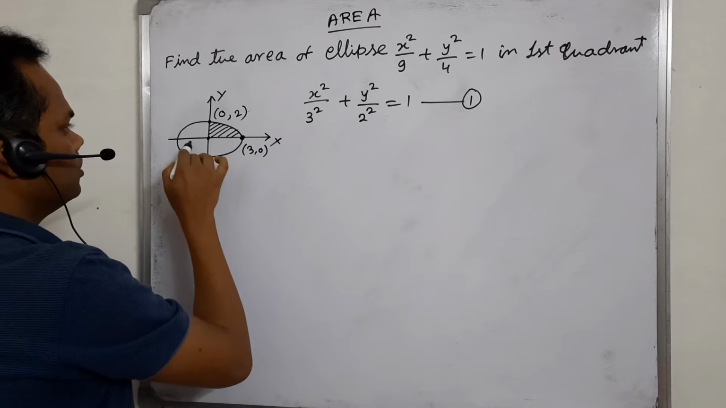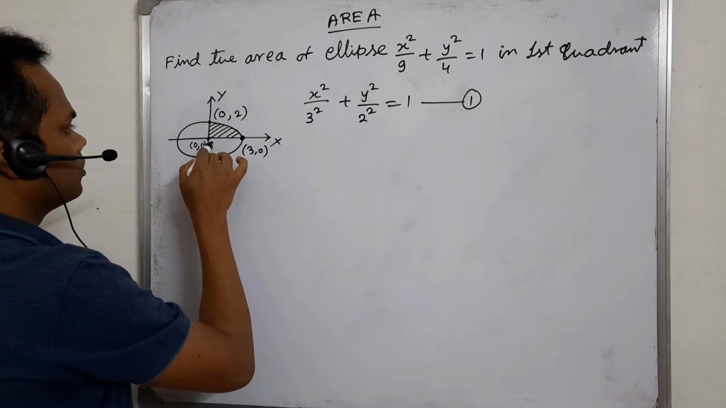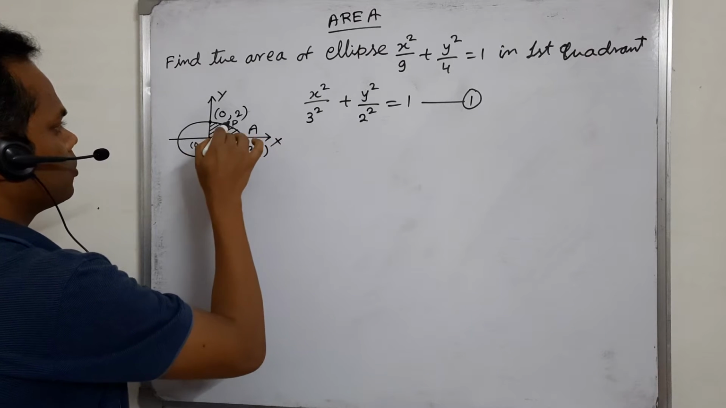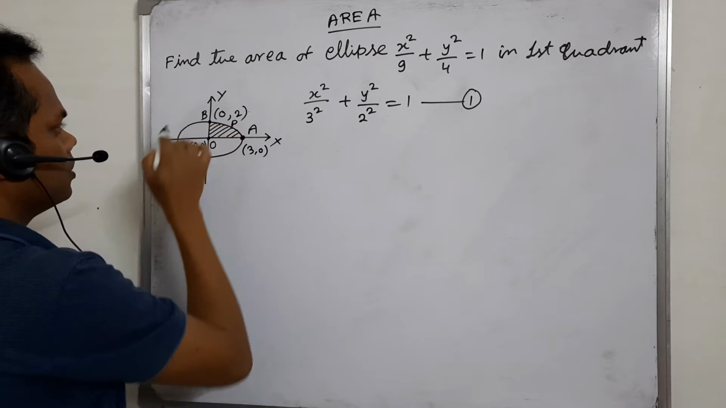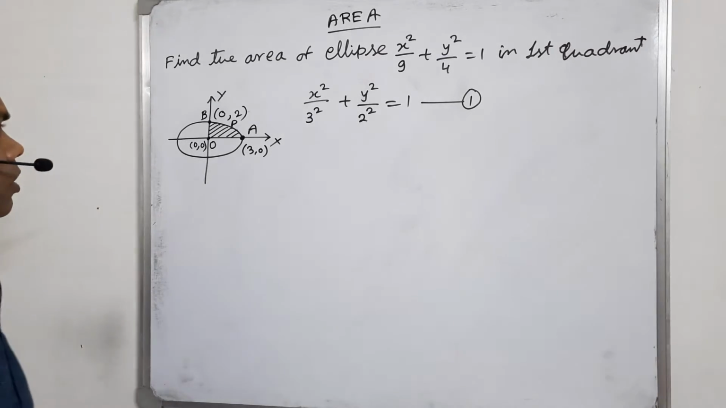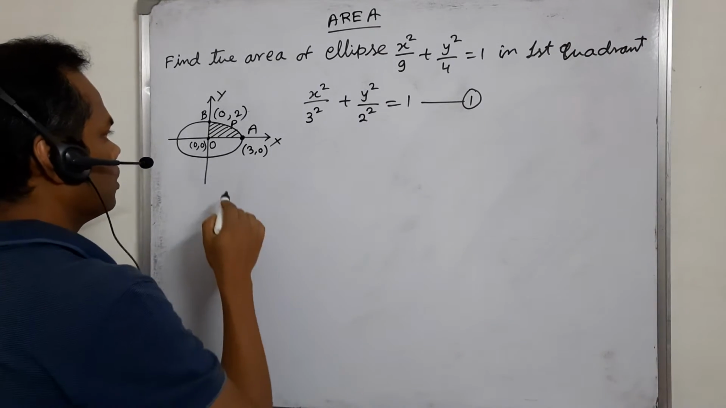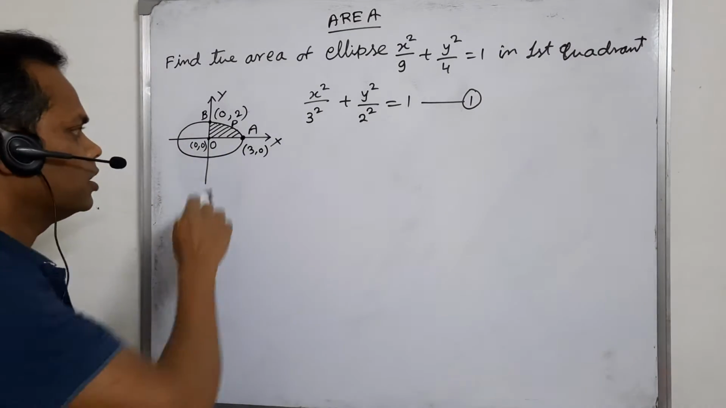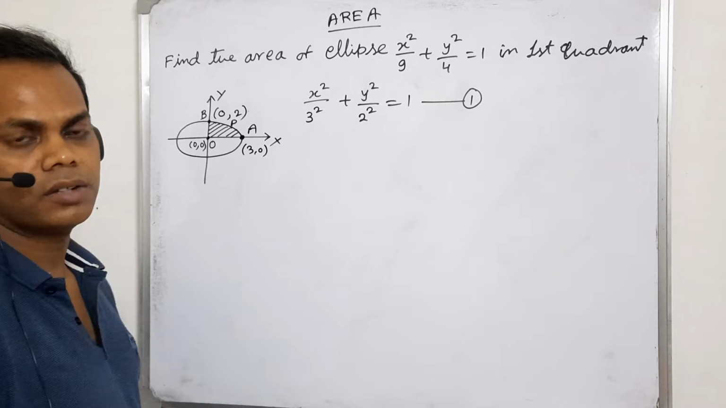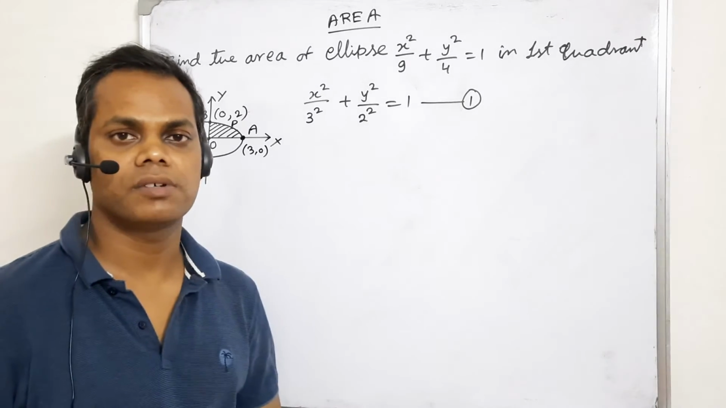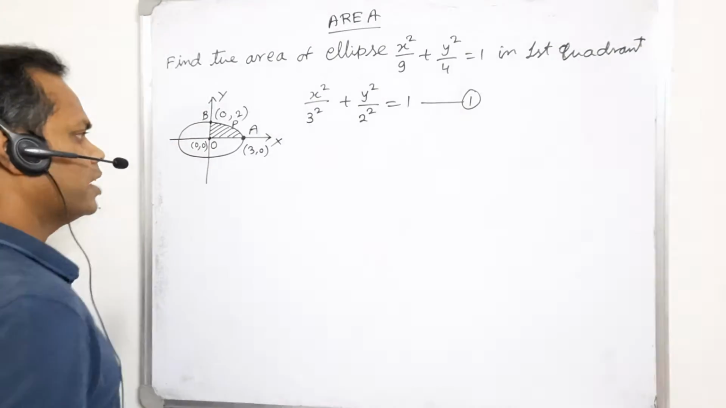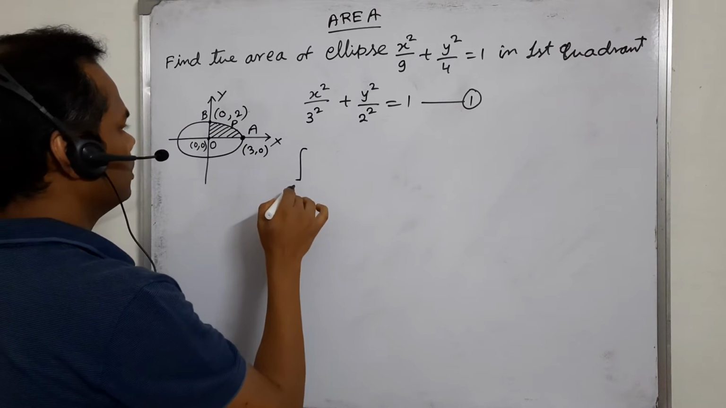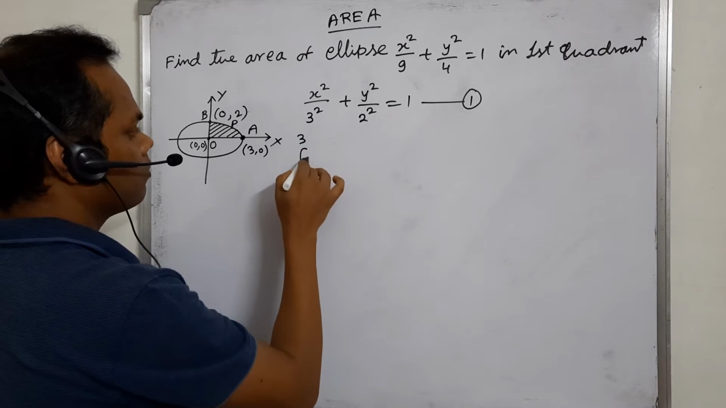So this point is (0, 0). This is O, this is A, this is the portion P, and this one is B. So from this diagram we can find the area of this shaded region in two ways. One is by y dx and the other one is x dy. For y dx, it is bounded by the x axis, so the area of the portion is the integral from 0 to 3 of y dx.